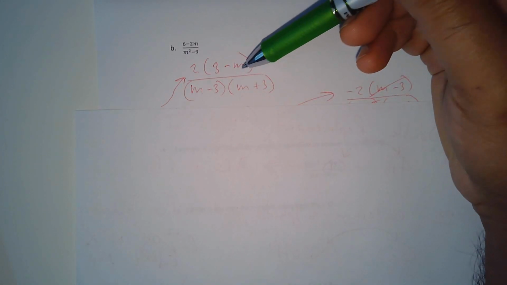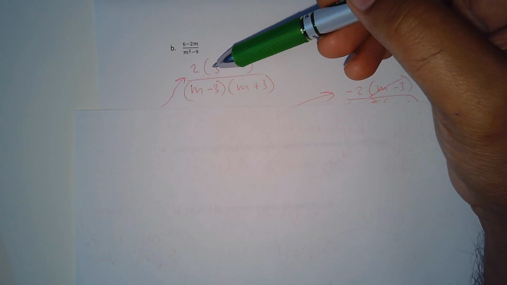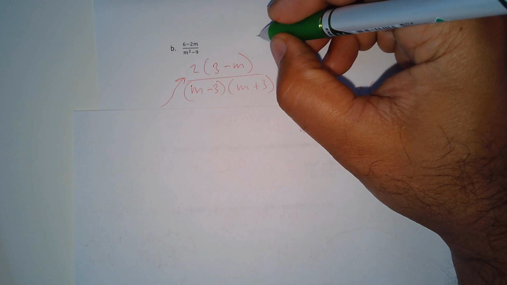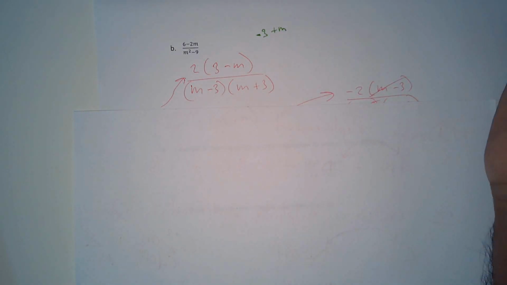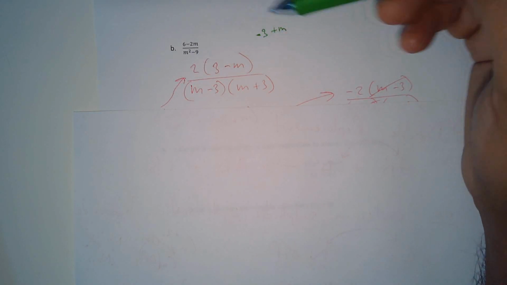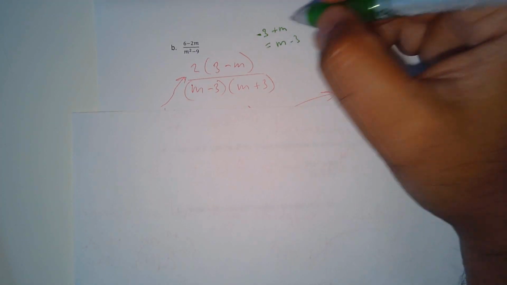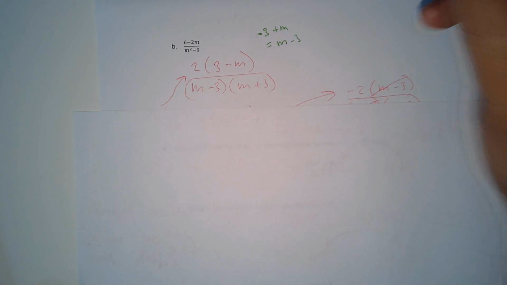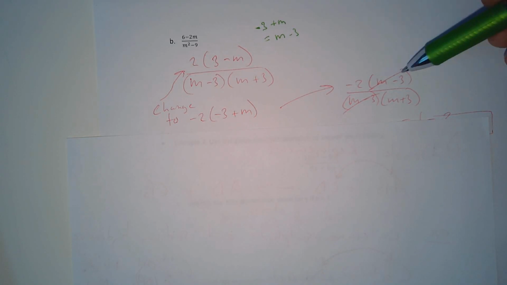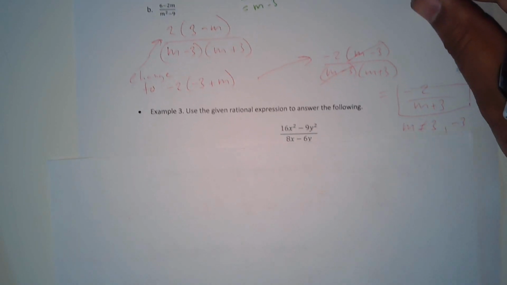Now, when you get into a situation like this, what we want to do is change this so the 3 becomes negative and the m becomes positive. So we want to change this to negative 3 plus m. We can do that if, instead of a positive 2, we make that a negative 2. And negative 3 plus m is the same thing as m minus 3 if you just switch the order. So we change that to negative 2. Now we have negative 2 times m minus 3 over m minus 3 times m plus 3. Those can cancel out, and that's our answer.